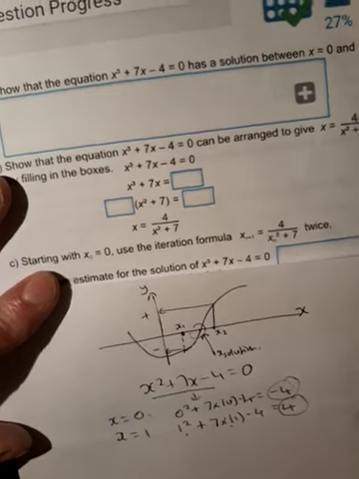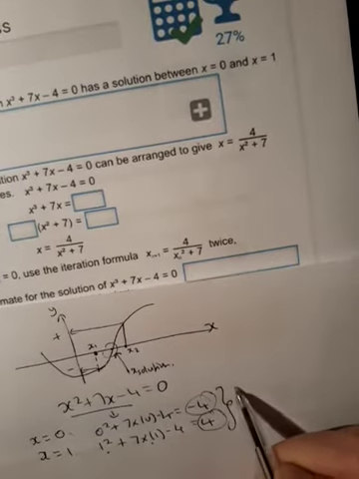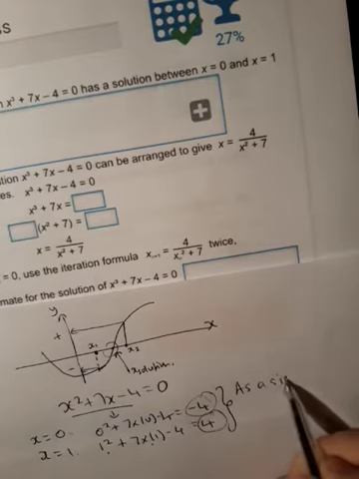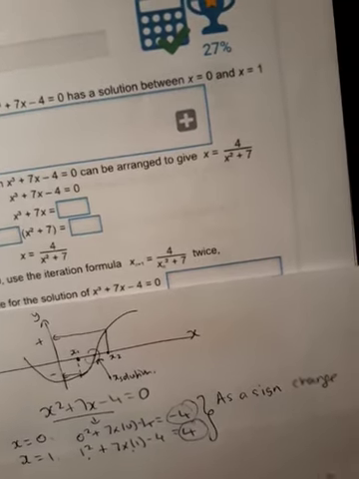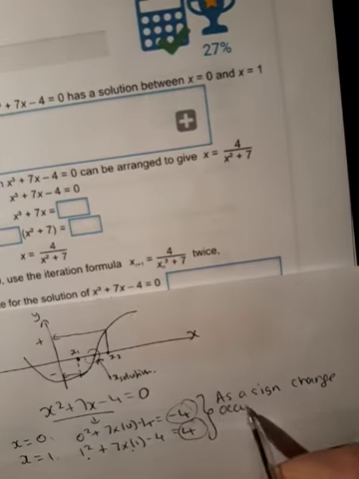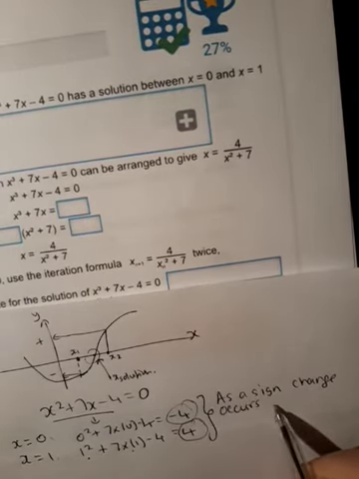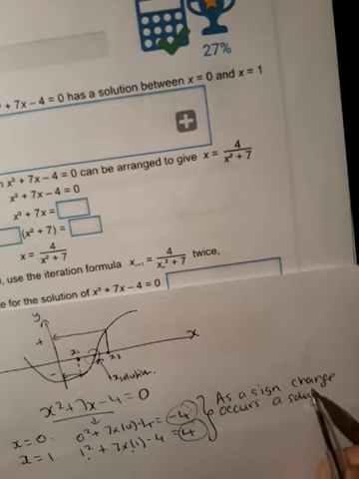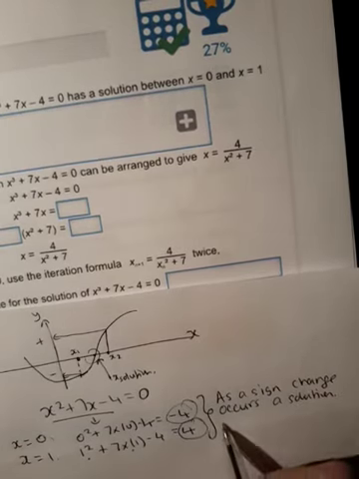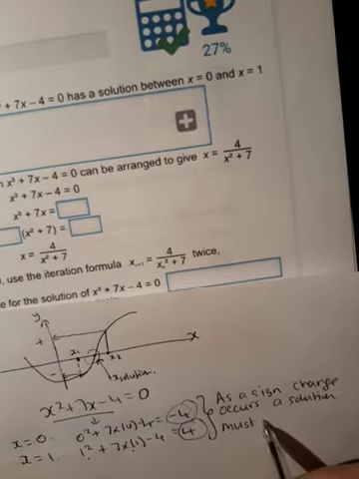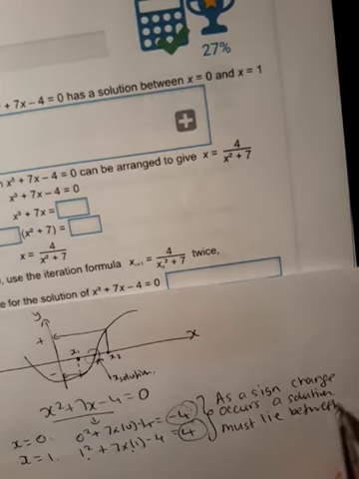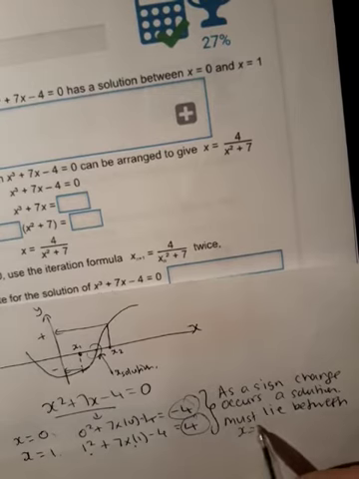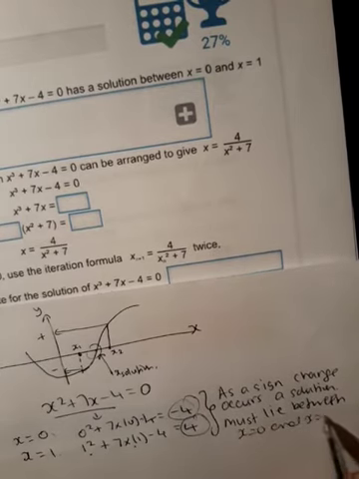So I can say here, as a sign change occurs, a solution must lie between x equals 0 and x equals 1.